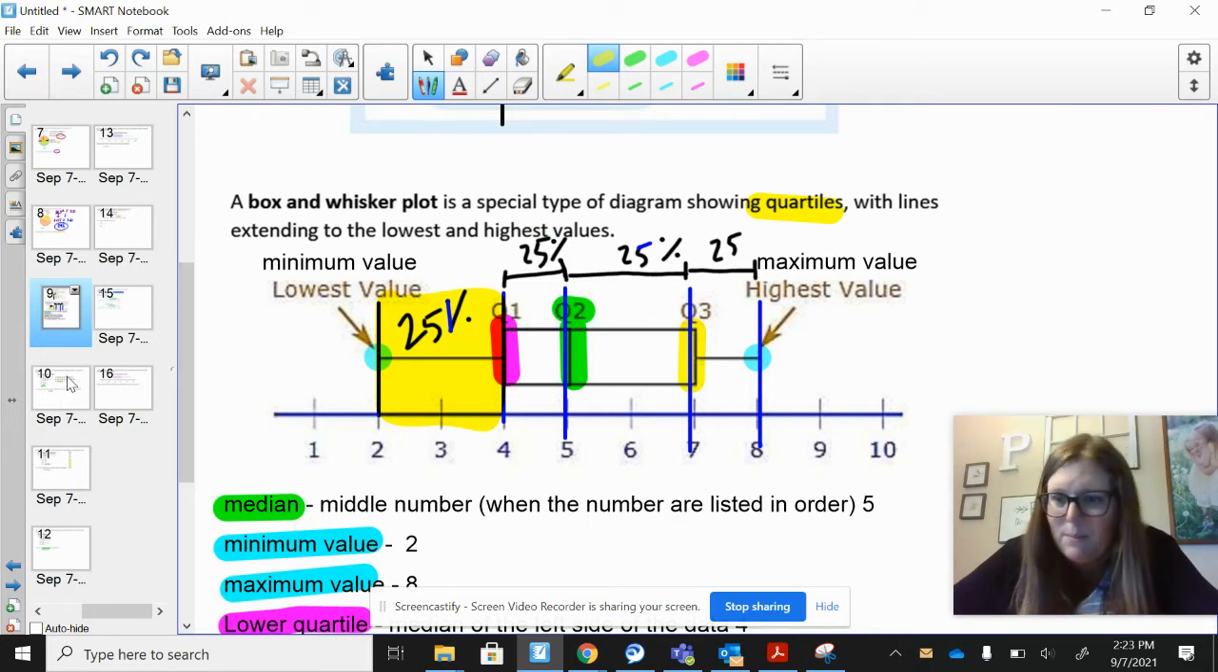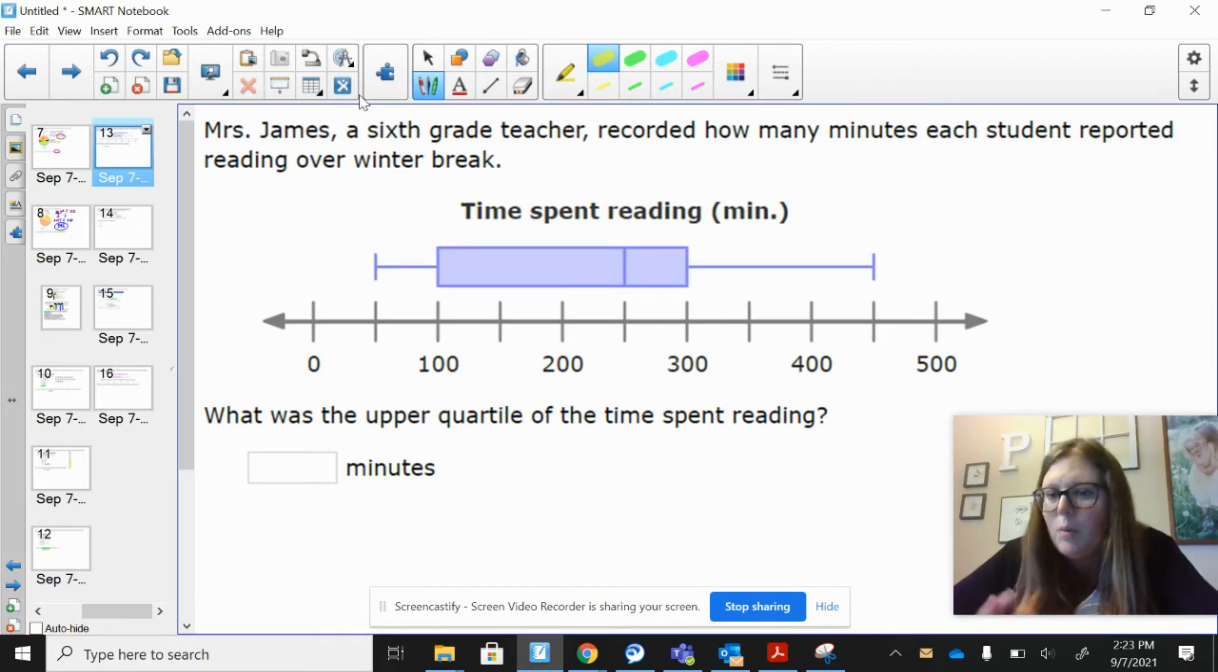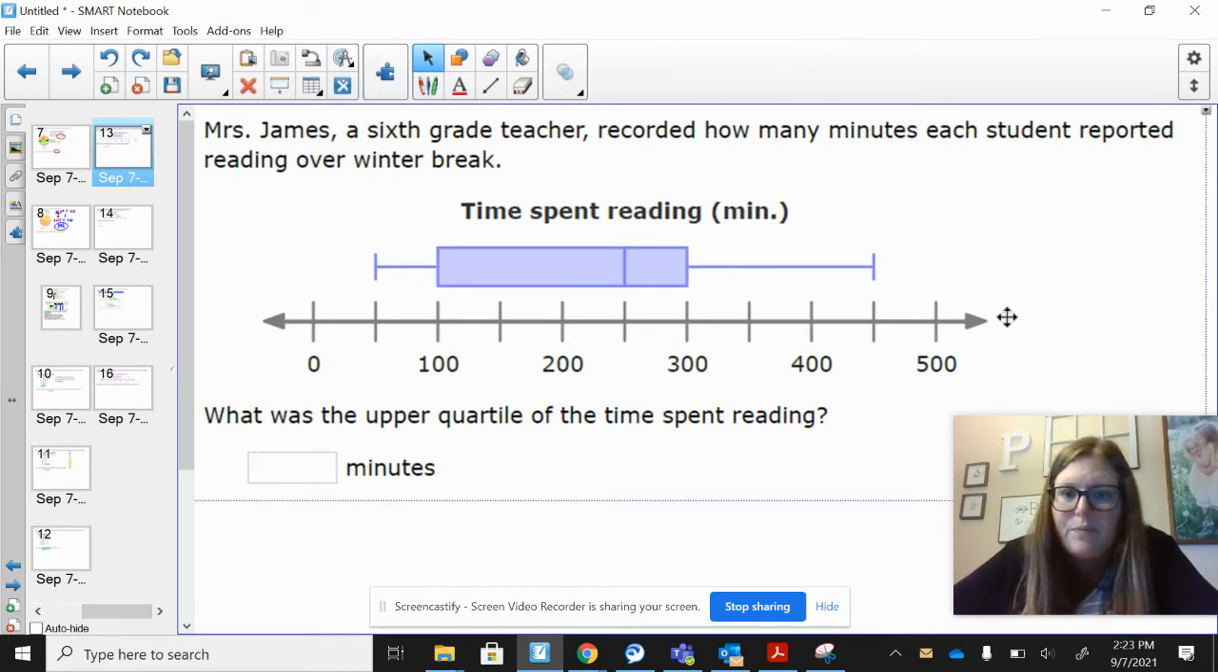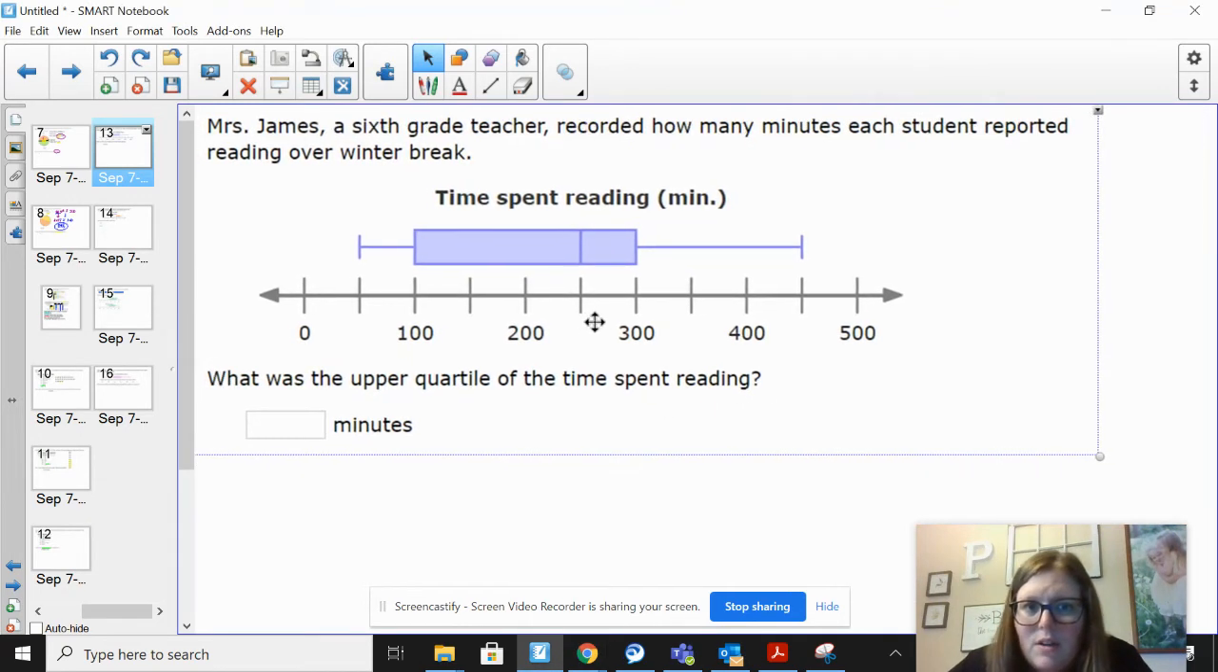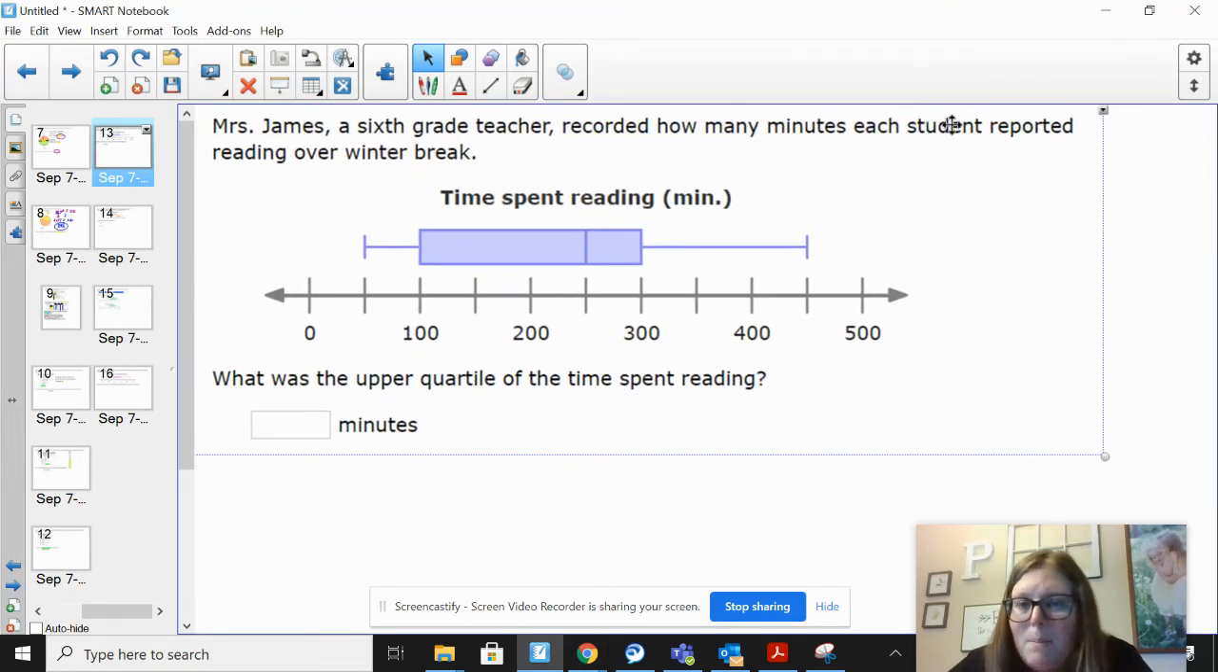All right, so let's look at some sample questions. These are not in your packet. These are just bonus ones. Think of it that way. So here it says, Mrs. James is a 6th grade teacher. She recorded how many minutes each student reported reading over winter break. What was the upper quartile of the time spent reading?